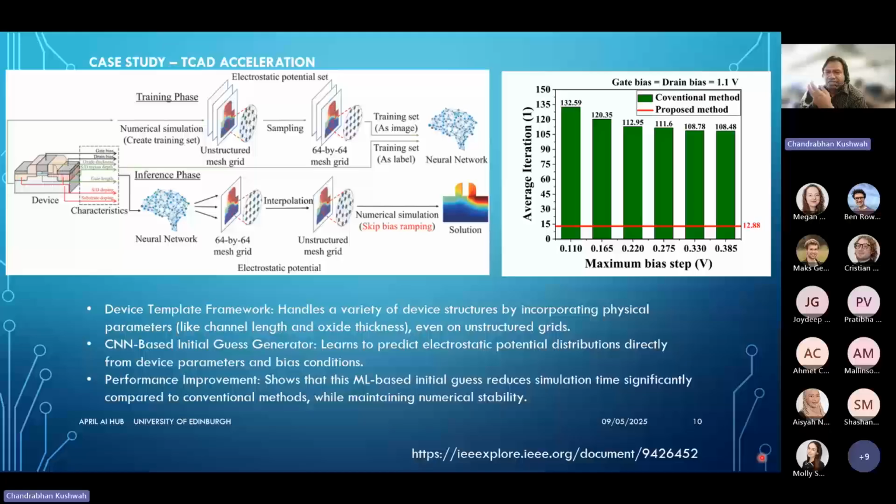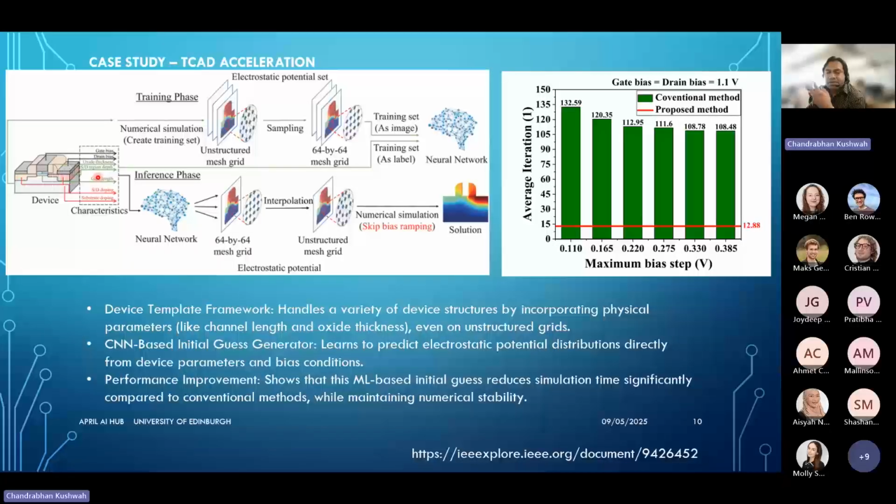this is time consuming, I think, and this work proposes training a convolutional neural network to predict the electrostatic potential for a given device structure and target bias conditions, effectively providing a high quality initial guess as well. So it handles a variety of device structures, especially by incorporating physical parameters like channel length and oxide thickness, even on unstructured grids. So this was helpful.